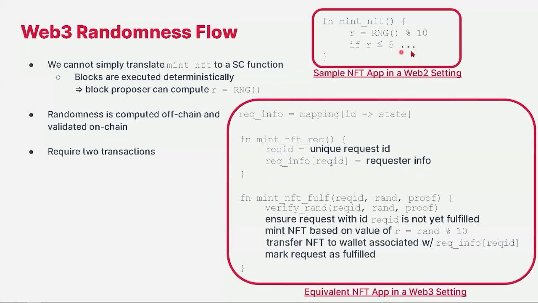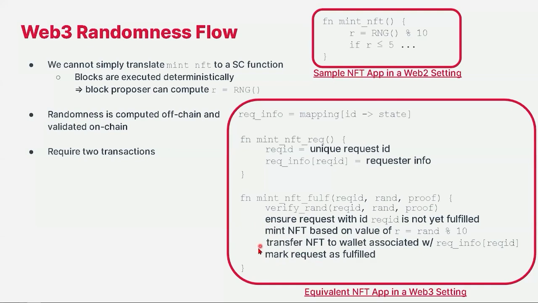In Web2, whoever calls mint NFT supposedly will get awarded the NFT. Since we are having two transactions, we need to maintain that state. So what we do is we save the requester info with respect to the request ID. Then someone will generate the appropriate randomness with respect to the request ID. They'll generate the randomness and the proof. Then we have a few things we need to do. We need to verify the randomness and ensure the request has not yet been fulfilled. We need the logic to mint the NFT. We need to transfer the NFT to the wallet associated with it. And we need to mark the request as fulfilled.